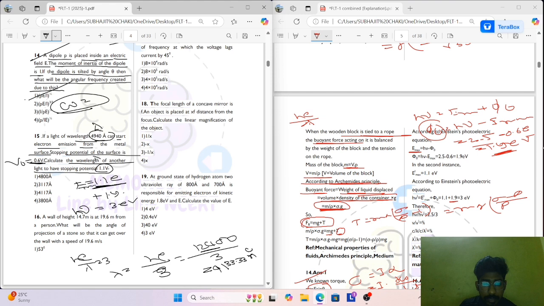A wall of height 14.7 is at 19.6 meters from the person. What will be the angle of projection of the stone so that it can get over the wall? You have to calculate this angle of projection to get over the wall with a speed of 19.6. That means u is given, u is 19.6.